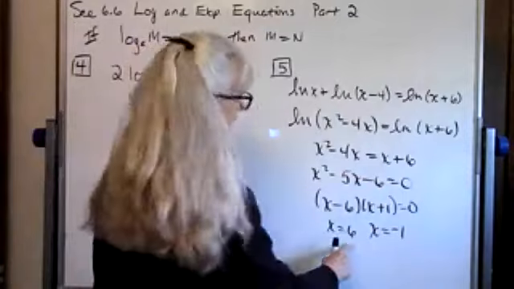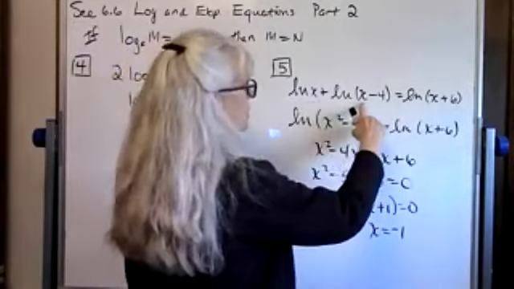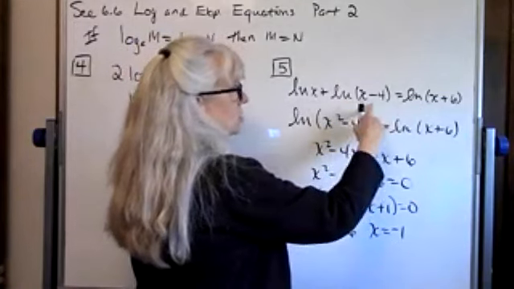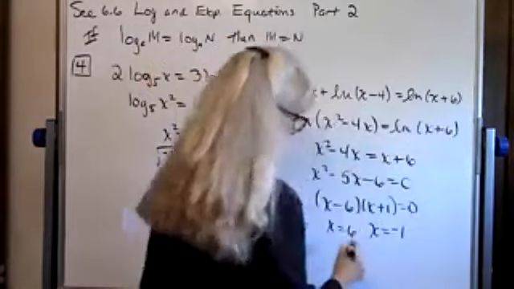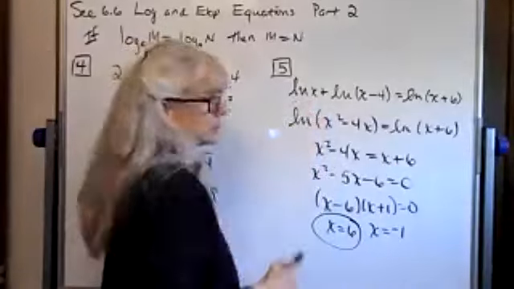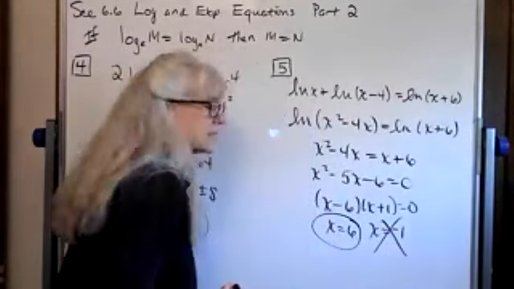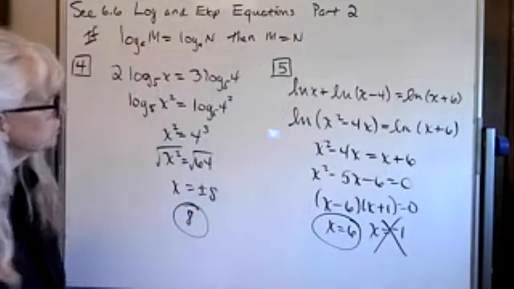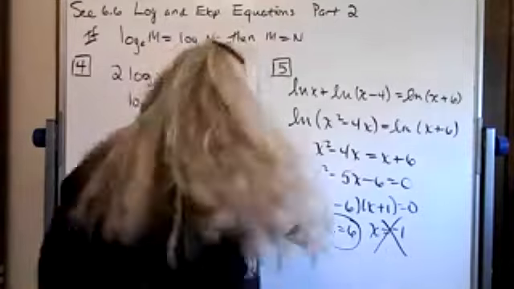So let's plug in the 6. When I plug in the 6, I have the natural log of 6. That exists. The natural log of 6 minus 4, well, that's the natural log of 2. That exists. And when I plug in 6 over here, I get 12, and the natural log of 12 exists. So that one works. What about the negative 1? Natural log of negative 1 does not work. You can't take the log of a negative number. So this is no good. Only x equals 6 works as a solution. They're very elegant problems, if you ask me.